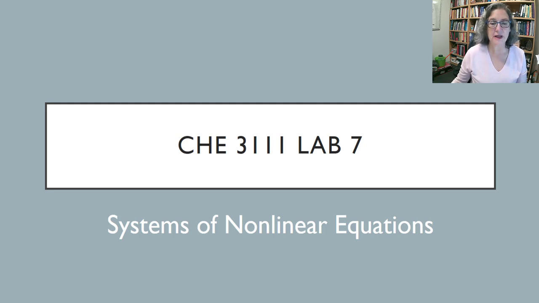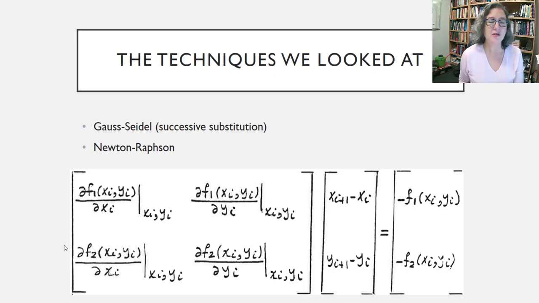Hello, so today for Lab 7 we're going to be looking at systems of nonlinear equations. Let me make this so I can move the mouse. Okay, there we go. So there are only two techniques this time, so that's fewer choices. The first of these is Gauss-Seidel, which we've looked at before, so that's our successive substitution technique. It doesn't always work, so there's the downside. But at least it's easy if it does work.